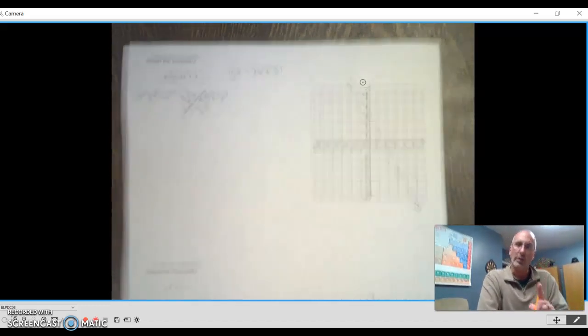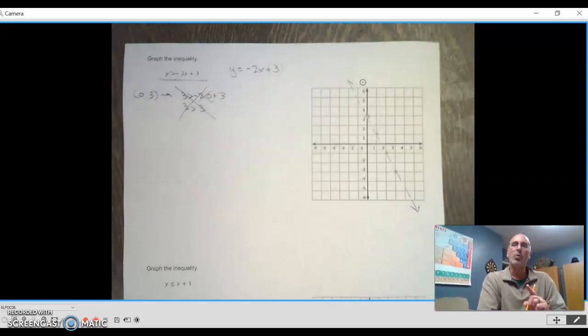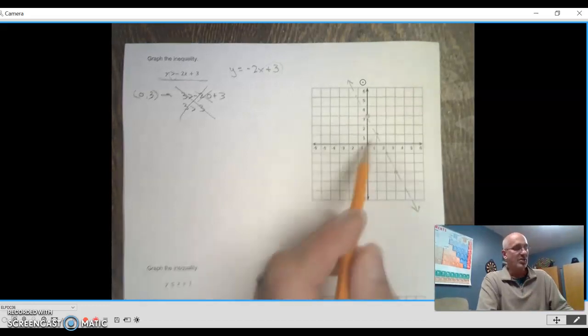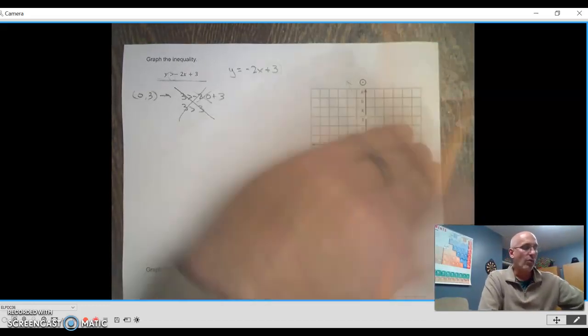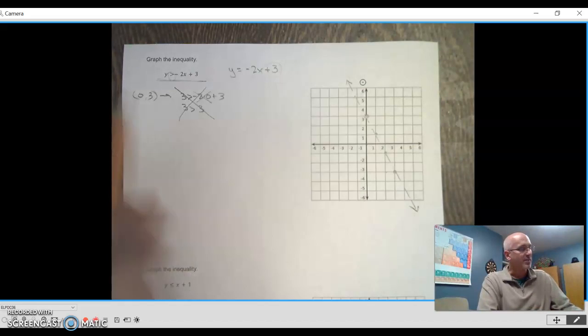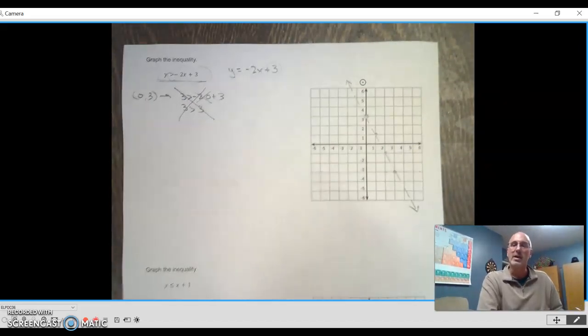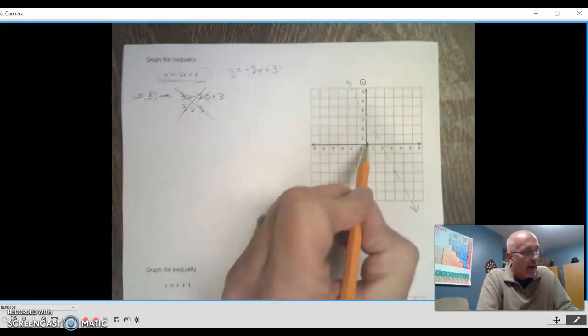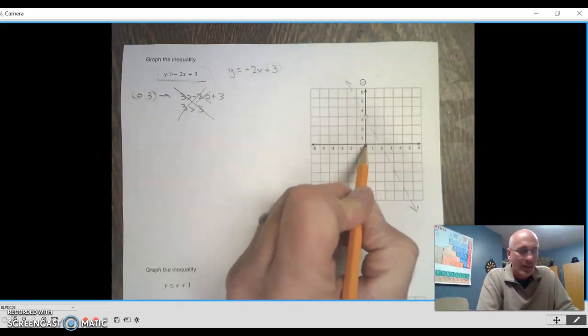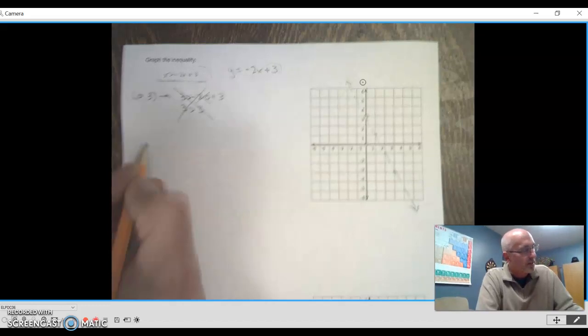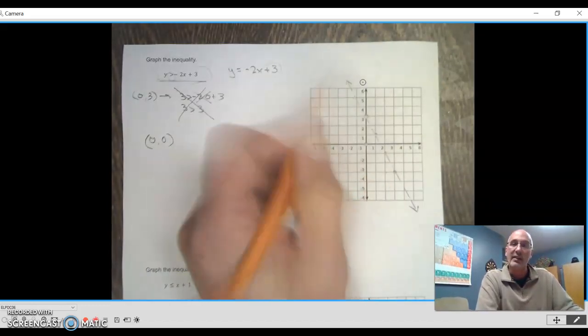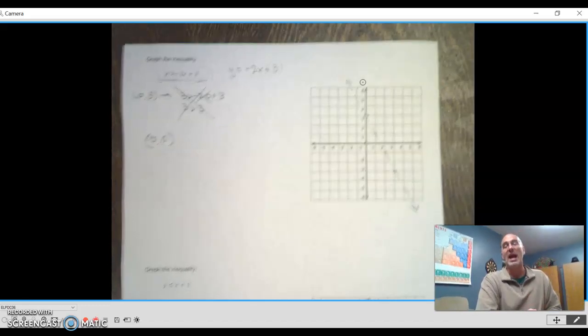But now what we do, we pick a point on one side of the line, so anything over here or over here, and we see if it makes sense. If it makes this original inequality true, then we know we've got the right side. So I'm going to show you what happens. I love, if I possibly can, to pick the point 0, 0. Unless it falls on that line, I will choose that every single time.